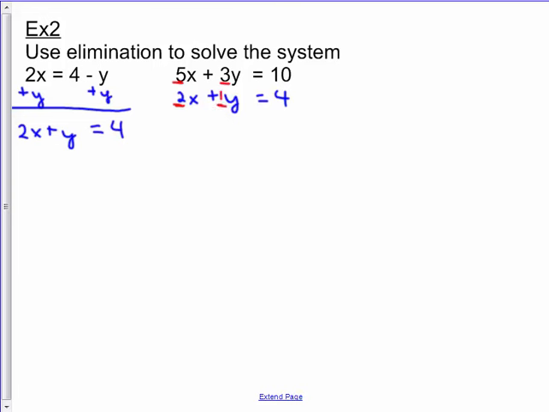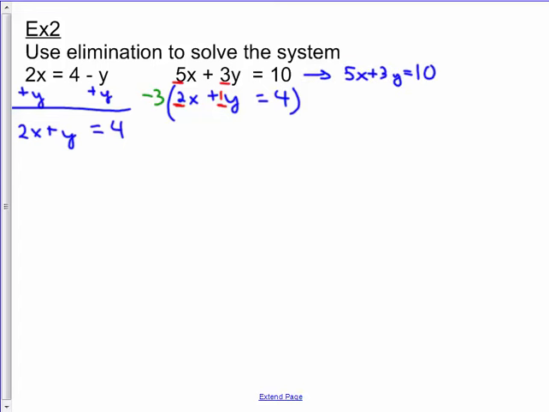And I look at this and I go, well, can I multiply one of the equations by something, some integer, that will get rid of it? Well, I look at my y's, and if I multiplied the bottom by a -3, that would give me the top, which is 3y, so that would cancel out.